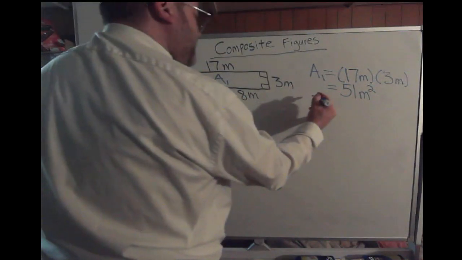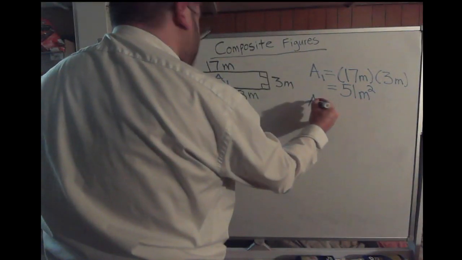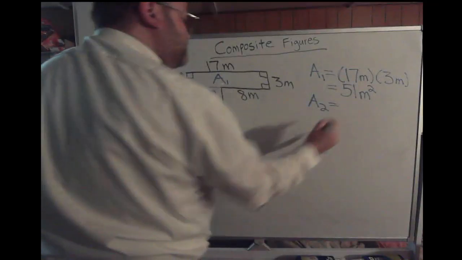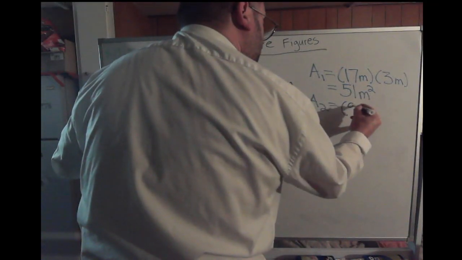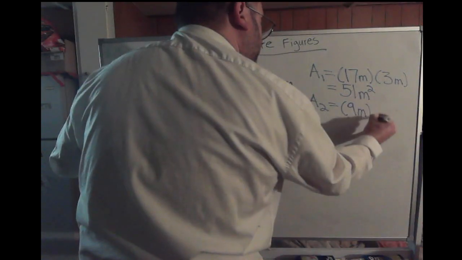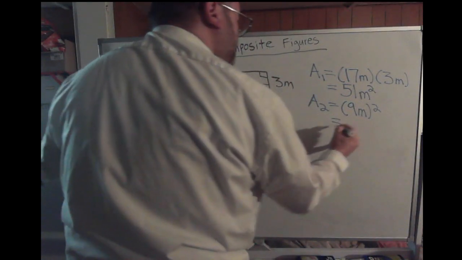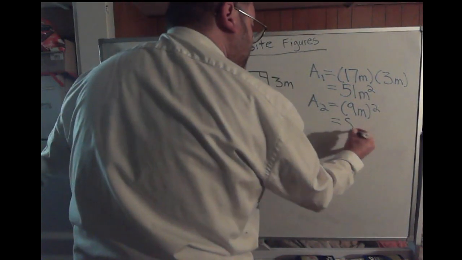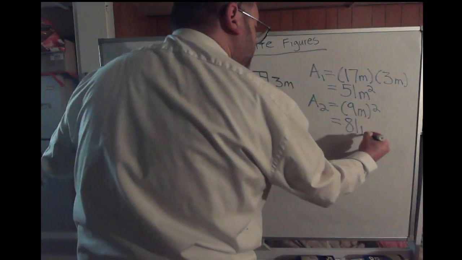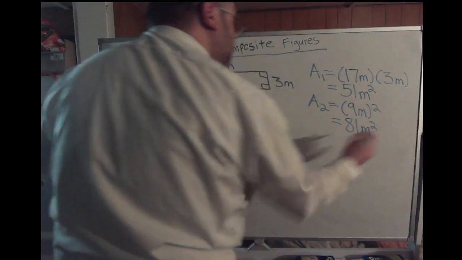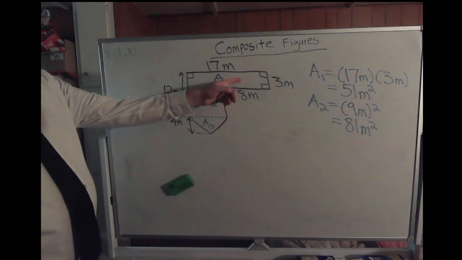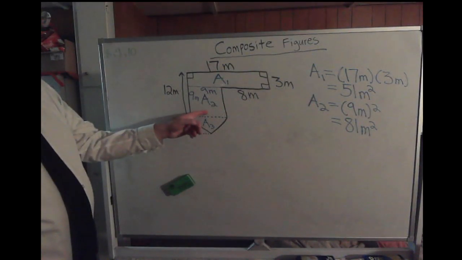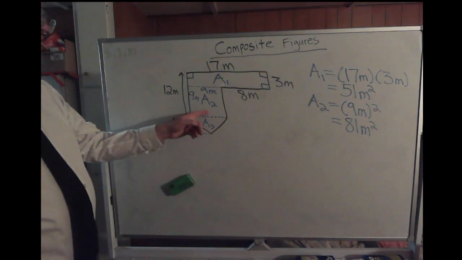So to find area 2, we're just going to use the formula for a square, which is just take one of these sides and set it equal to the second power. Well, we know 9 to the second power, that's 81. Meters to the second power is just that. So far we found the area of the rectangle being 51 meters squared. We found the area of the square being 81 meters squared.